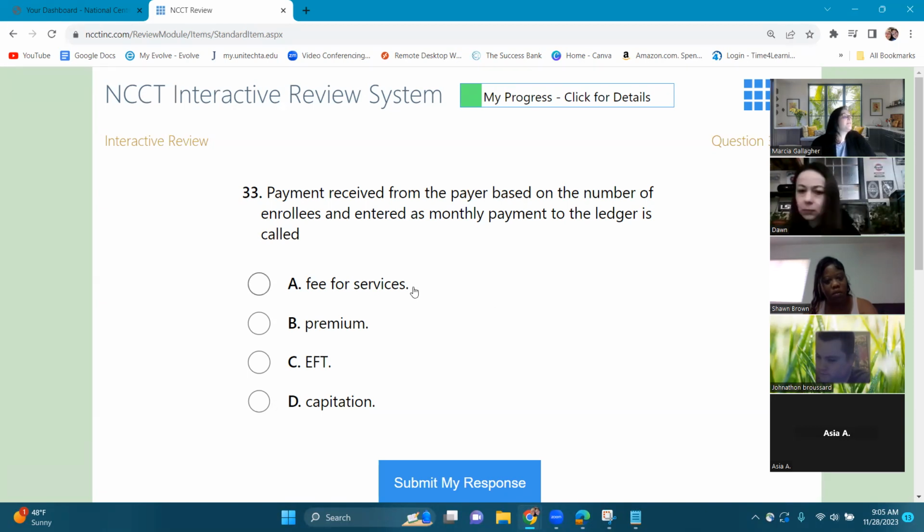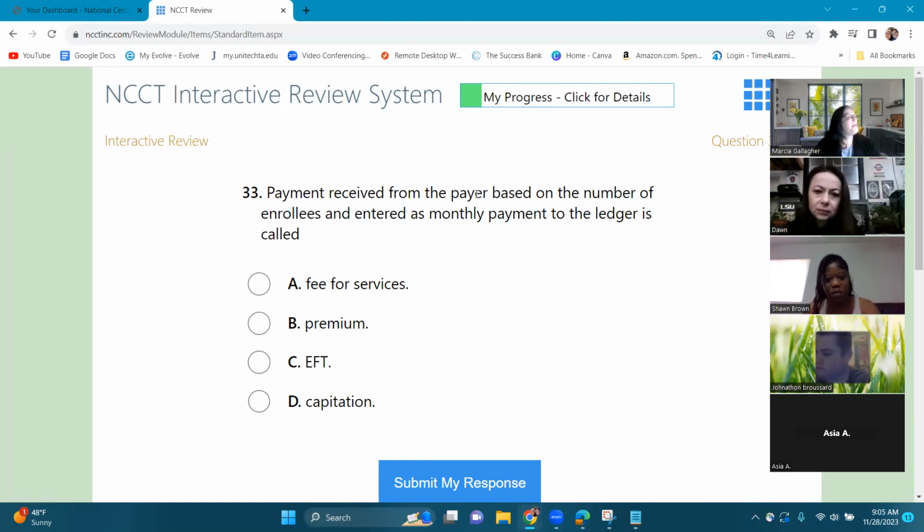Does fee for service make sense? What's a premium? The premium is what you pay out of pocket for your insurance every month, right? So it's not premium. EFT is simply a kind of check or debit. Capitation is exactly what it sounds like. It's putting a cap on something. They're capping off your services after you use $5,000.